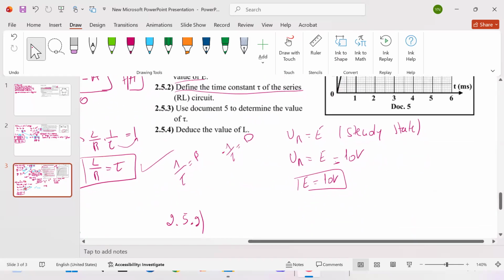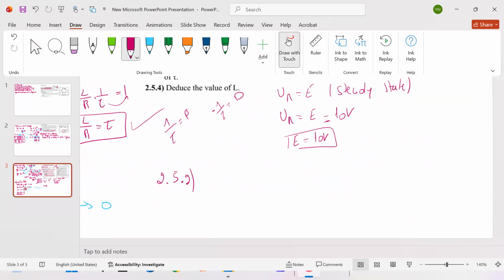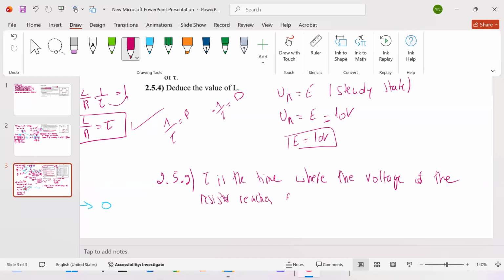Now, 2.5.2, define it, just write a sentence about it. Tau is the time where the resistor, in our case, because the graph was given about the voltage of the resistor, where the voltage of the resistor reaches 63% of its maximum value, which in my case is 10.